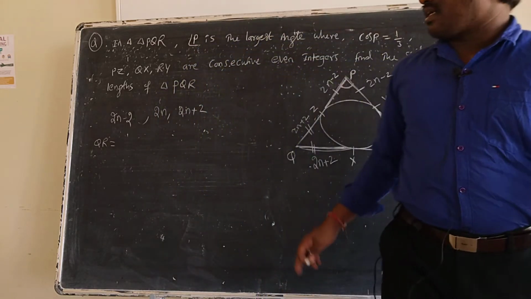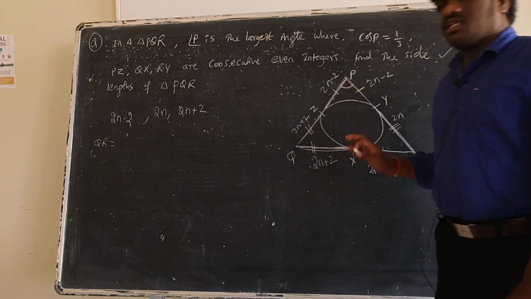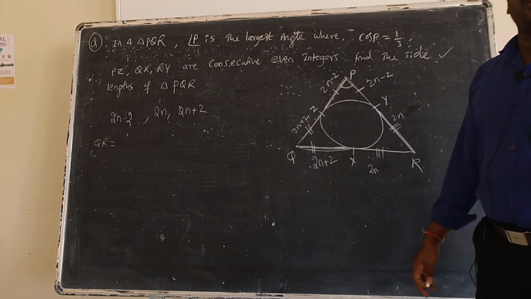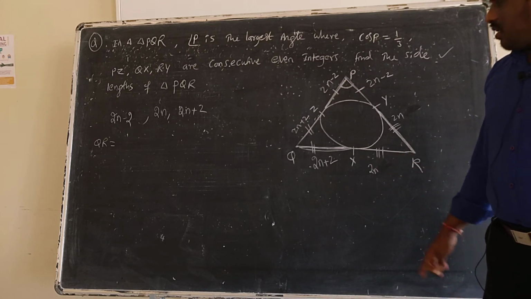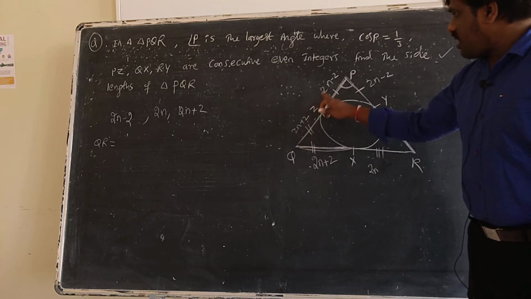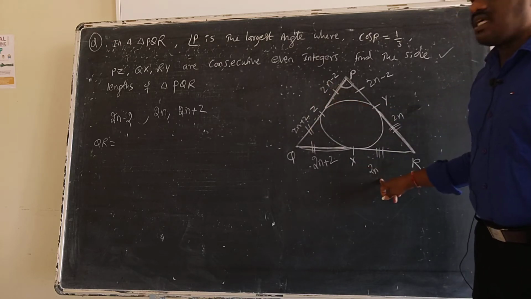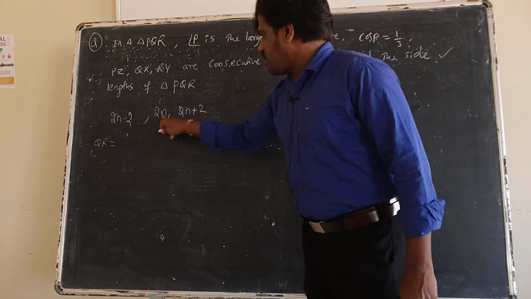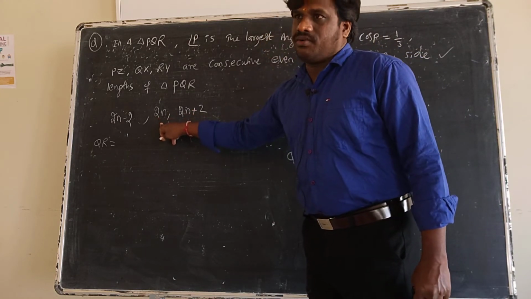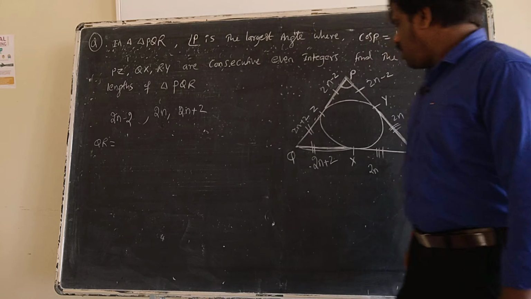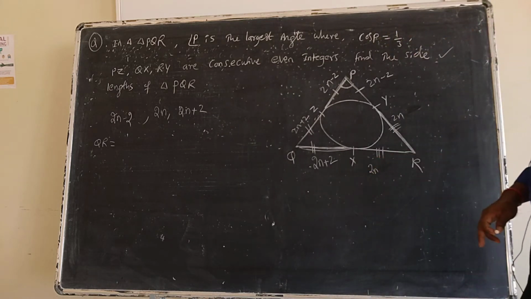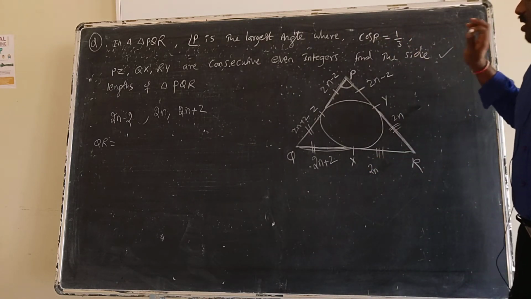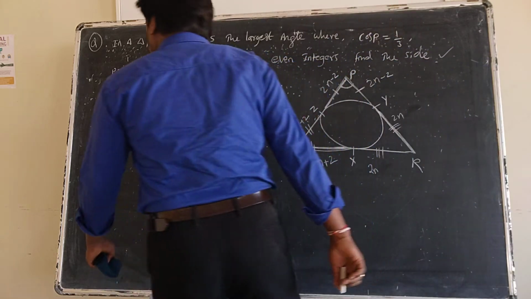The reason is I have to get the largest angle opposite the largest side. If I use 2n minus 2, I will not get the larger side. If I add 2n minus 2 with this, I will not get the larger one. I will get larger if both are bigger, so that the addition gives you a bigger size. So 2n plus 2, 2n I can write here.